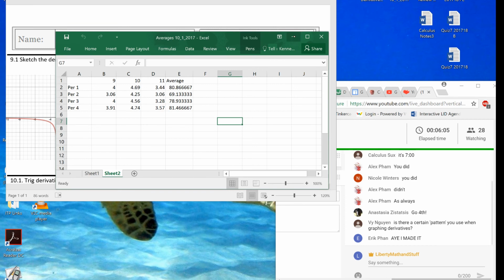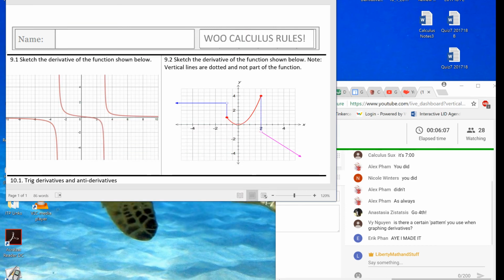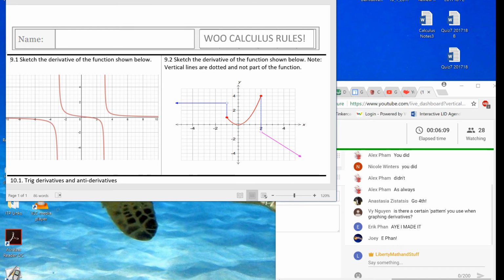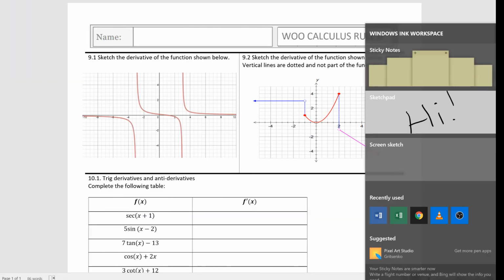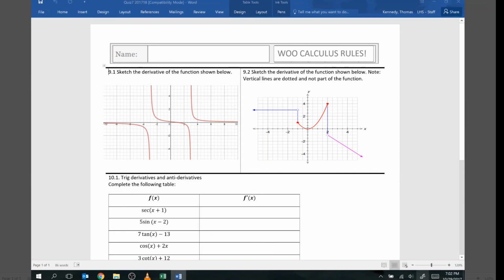All right, so to go to the quiz here. How did I do this last time? Oh man. I think I did it like this, and then like screen sketch. Cool. So for graphing derivatives, the first thing you do, when given a continuous graph, is you try to look for any maxes or mins. This graph didn't really have any maxes or mins. So that was not where we went first with this one.